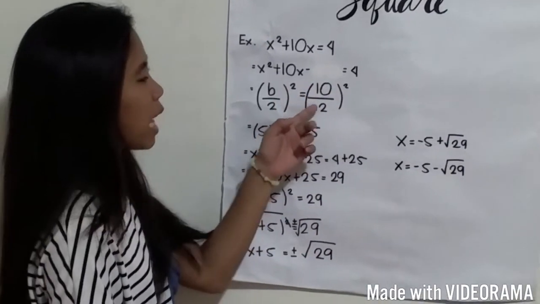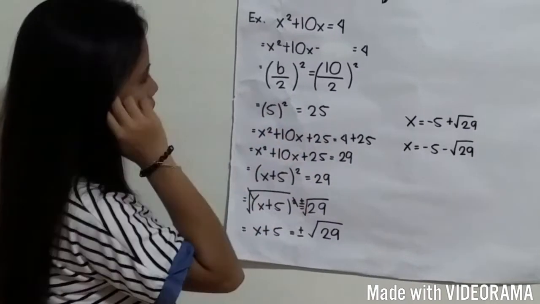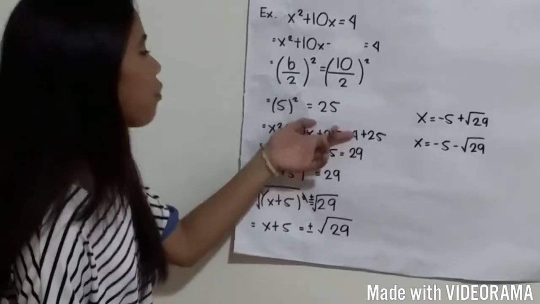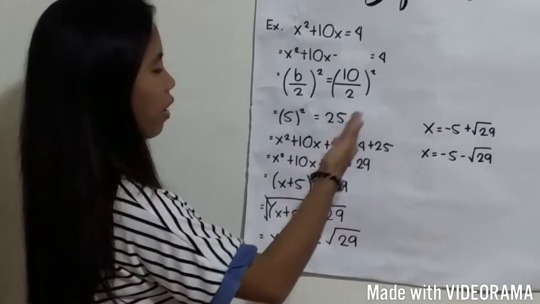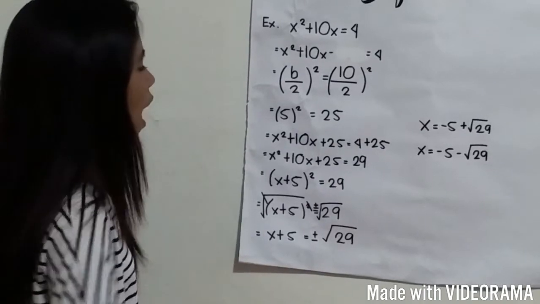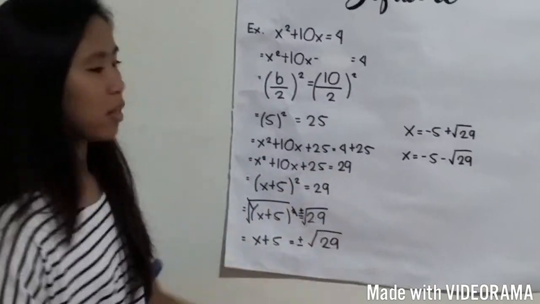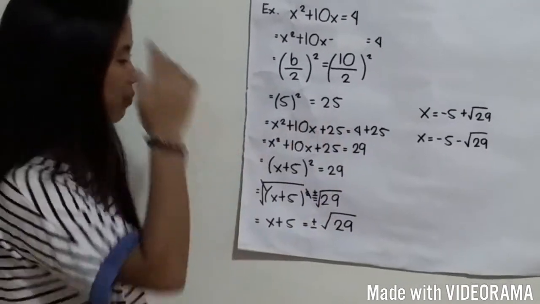So 10 divided by 2 is 5, and 5 squared equals 25. So x squared plus 10x plus 25 equals 4 plus 25. We get that because we add 25 to both sides. Now, x squared plus 10x plus 25 equals 29. Why do we get 29? Because 4 plus 25 is equal to 29.